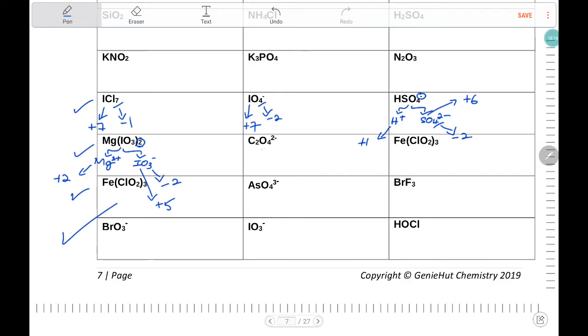Okay, same thing, C2O4, I can't split, both are non-metals. I'll fix O being more electronegative first, O -2, this has to be +3, 6 minus 8 minus 2. Same for this, what do? I split it open.